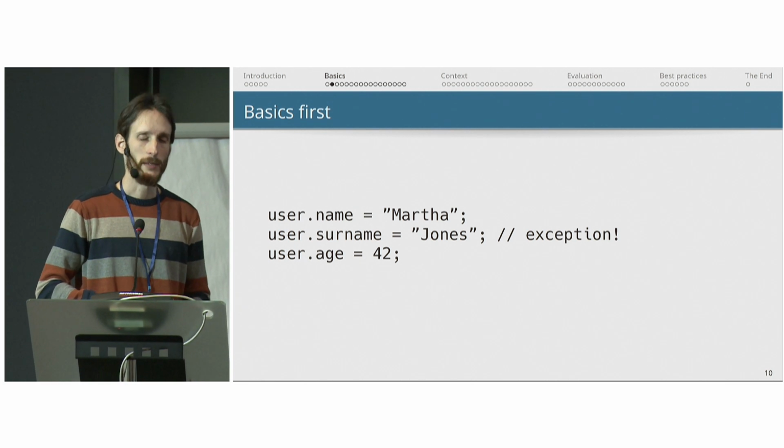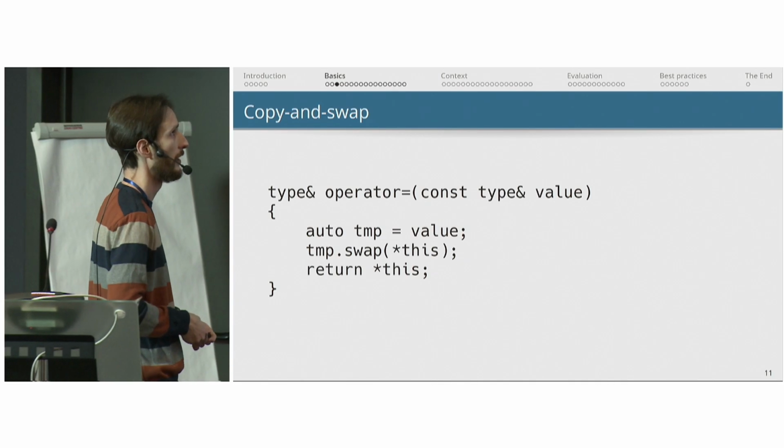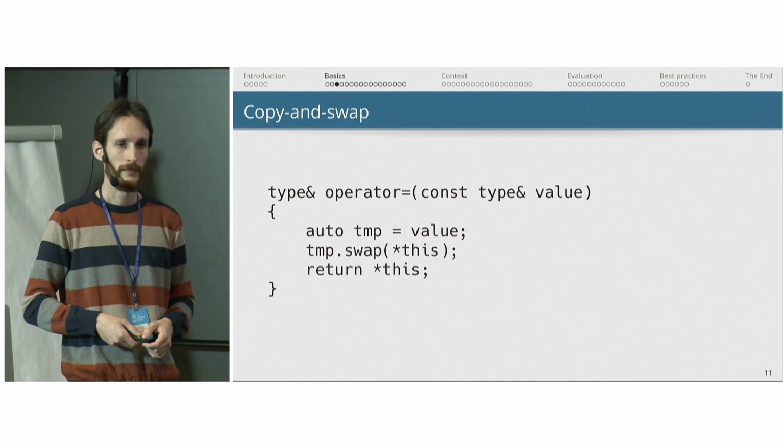We have an idiom in C++ that allows you to assign several things. And if the exception is thrown, nothing happened. It's like nothing happened. And if no exception is thrown, then the complete update has been successfully performed. Now, this idiom is usually used with the assignment operator, and it's called copy and swap.